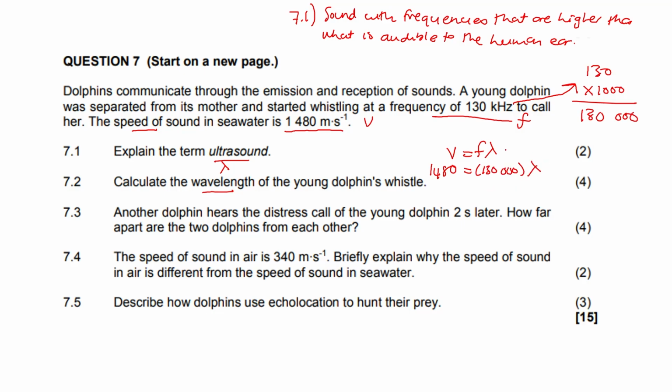We do our little maths equation, take that over, divide by 1480, and that gives us 0,011 meters. That's our wavelength. And please put your unit of measure there, and you'll get 4 marks. Don't forget the formula because you do get a mark for the formula.